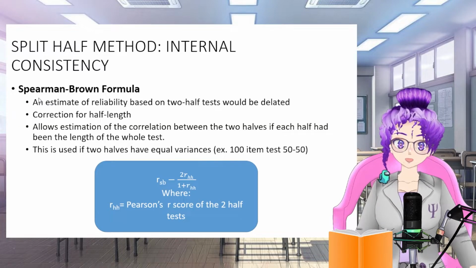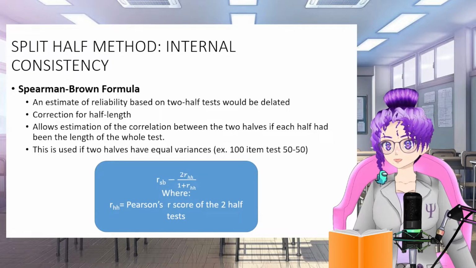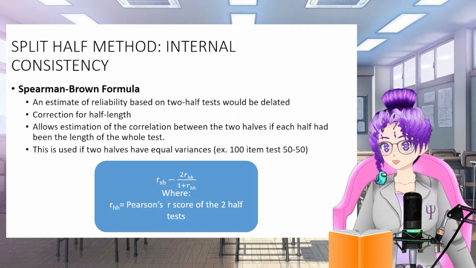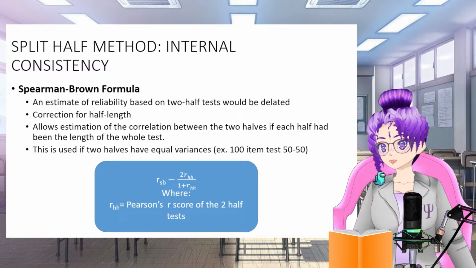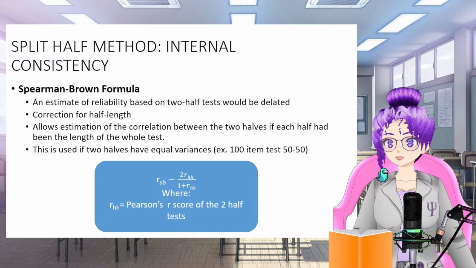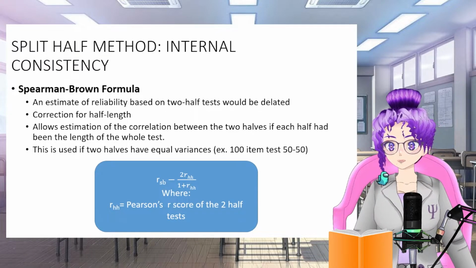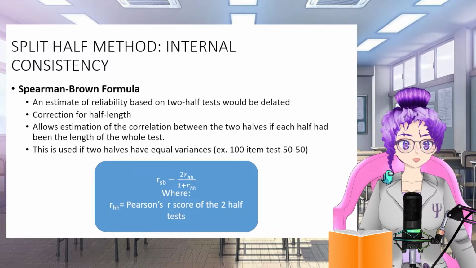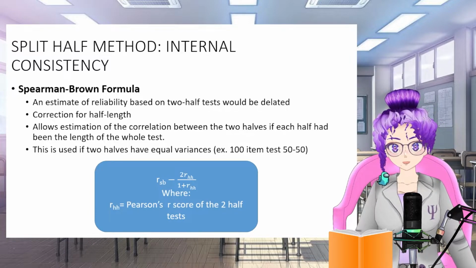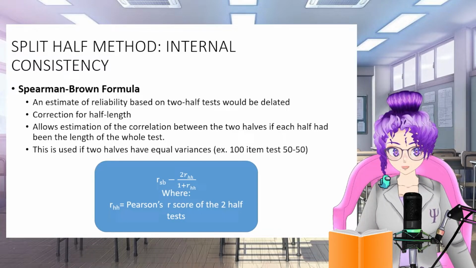For the Spearman-Brown formula, this is an estimate of reliability based on two halves of the test that would be deleted. So this is a correction for half length and allows estimation of the correlation between the two halves if each half had been the length of the whole test. This is used if the two halves have equal variances. For example, you have a 100-item test and so there is an equal number of items for each half, like 50-50. So this is the formula.